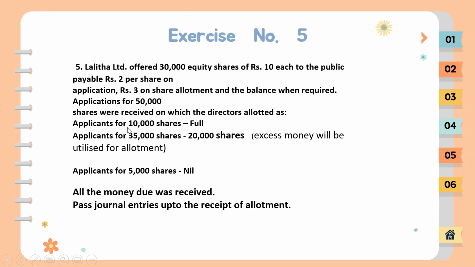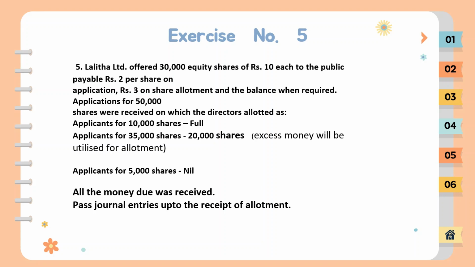And here for 10,000 shares they are allotting fully. For 35,000 shares they are allotting only 20,000 shares, and in this group only they are going to adjust the excess application money towards allotment, and 5,000 shares they are rejecting. They are not giving anything to them. See, they have given 10,000 fully. For the next group, 35,000 shares, they are allotting only 20,000 shares, and excess money will be adjusted towards the allotment. And for the remaining 5,000 shares, they have not offered anything at all.